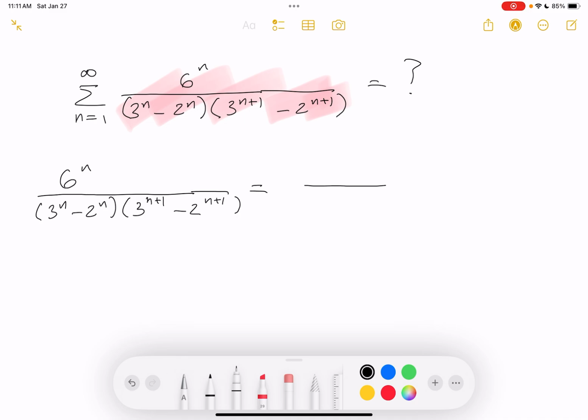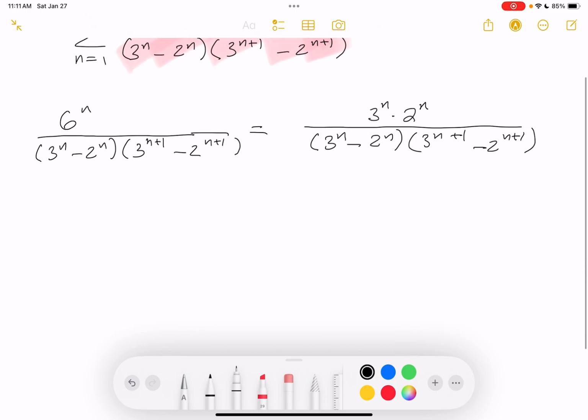So what I'm going to do is write down that 6^n is actually 3^n times 2^n, over 3^n minus 2^n, times 3^(n+1) minus 2^(n+1). And again, I'm just massaging this with what I know from algebra. And I'm going to divide the top and bottom by these factors over here, and there are 2 of them.